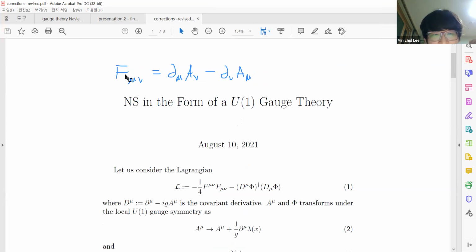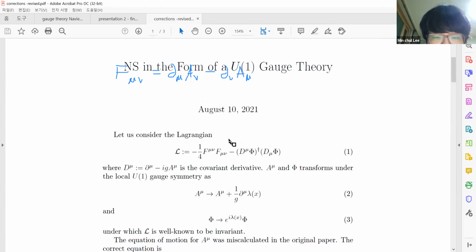So this is the definition of F. Under transformation 2, which is called the U1 gauge transformation, you don't have to care about the name. Anyway, under transformation 2, you can clearly see that F is invariant because the partial derivatives commute. Also, it is well known that this.